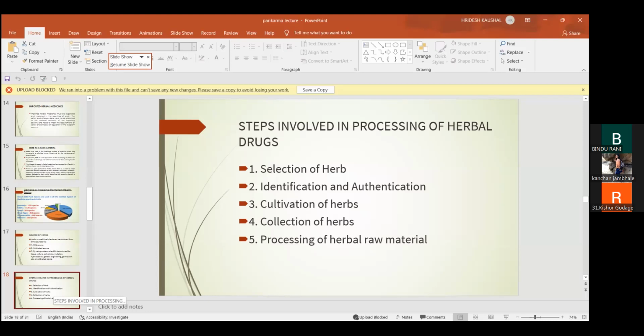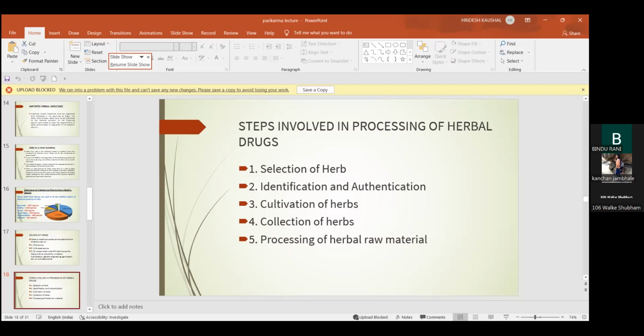It can be collected from different agencies, or from different surveys, or different government agencies. They are giving the certifications to this plant. So the Botanical Survey of India or some research labs also have the permission to give these certificates. So after the selection of any herb, it should be identified and authenticated. Then we have to cultivate.